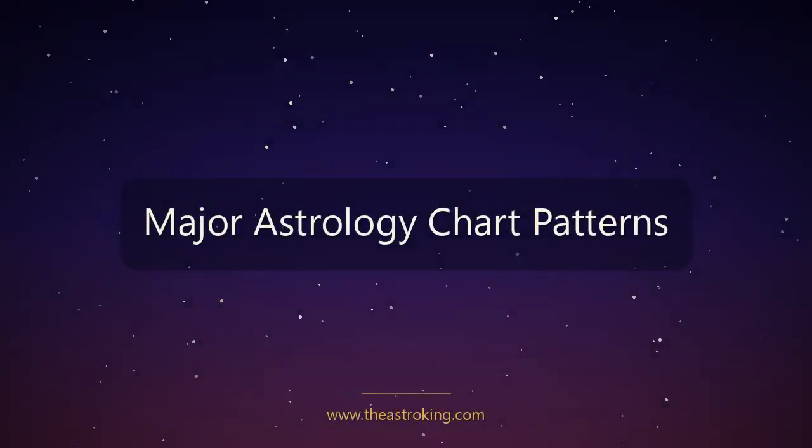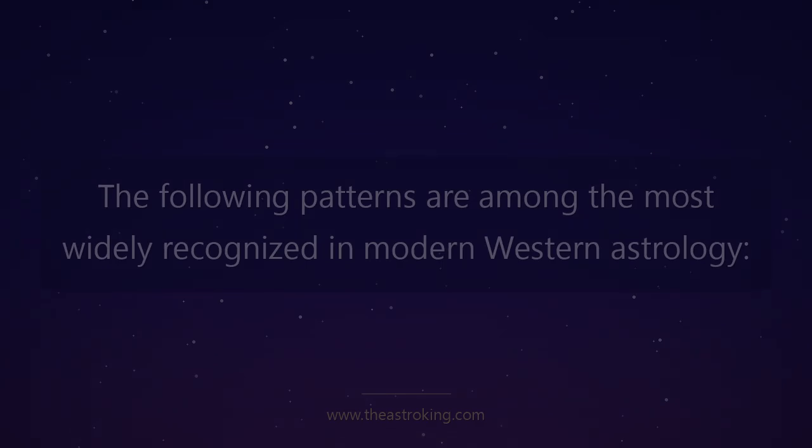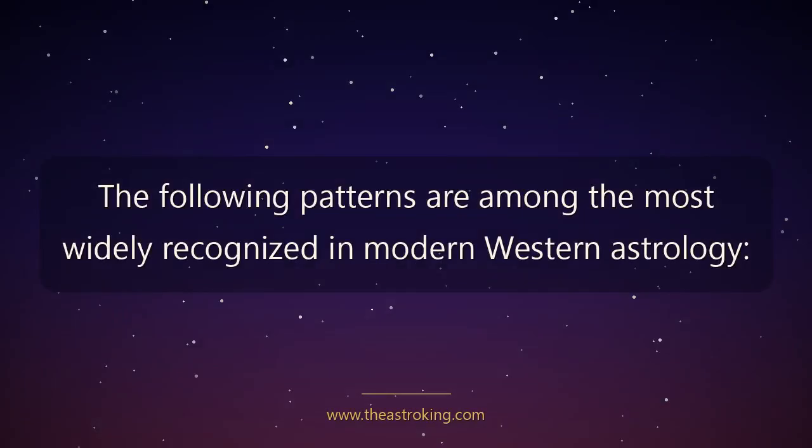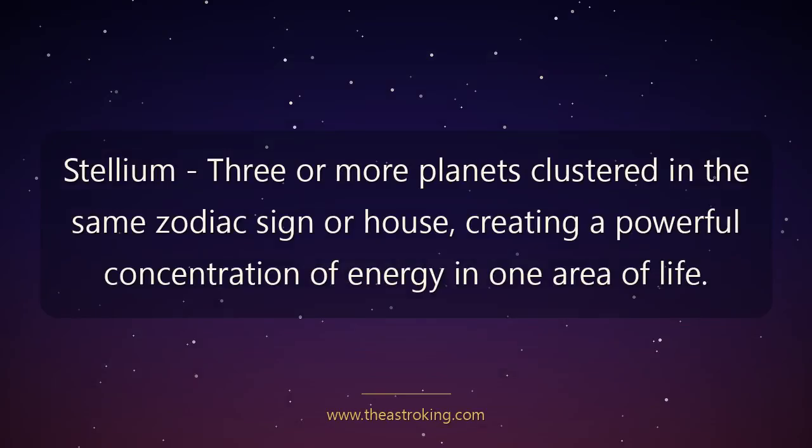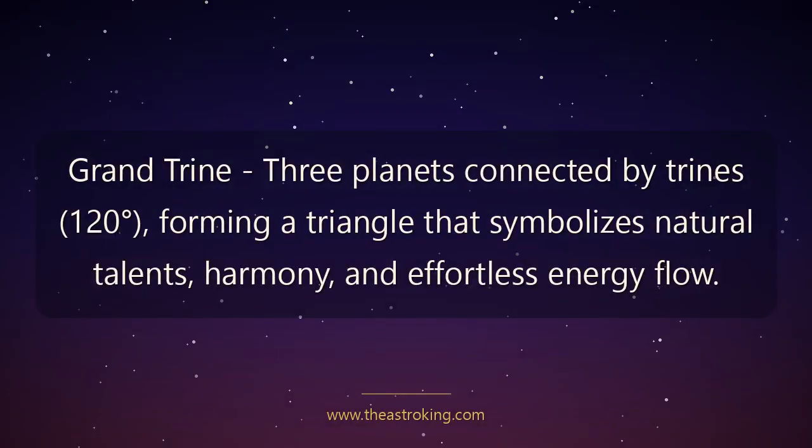Major astrology chart patterns. The following patterns are among the most widely recognized in modern Western astrology. Stellium: 3 or more planets clustered in the same zodiac sign or house, creating a powerful concentration of energy in one area of life. Grand Trine: 3 planets connected by trines, 120 degrees, forming a triangle that symbolizes natural talents, harmony, and effortless energy flow.